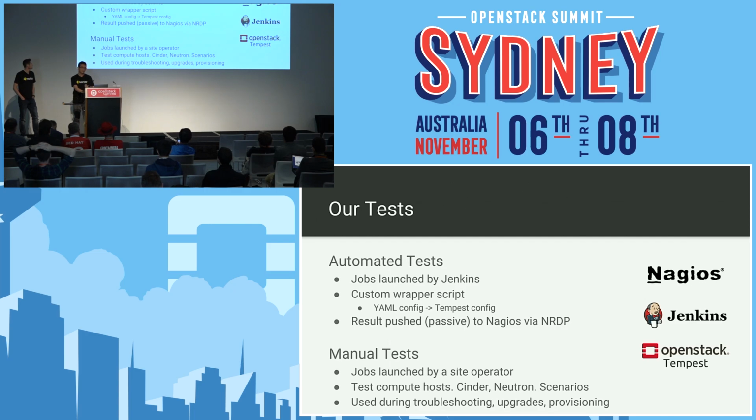So the output is text. We parse it for the result on whether it's a success or a failure. And we will push this result to Nagios via NRDP.